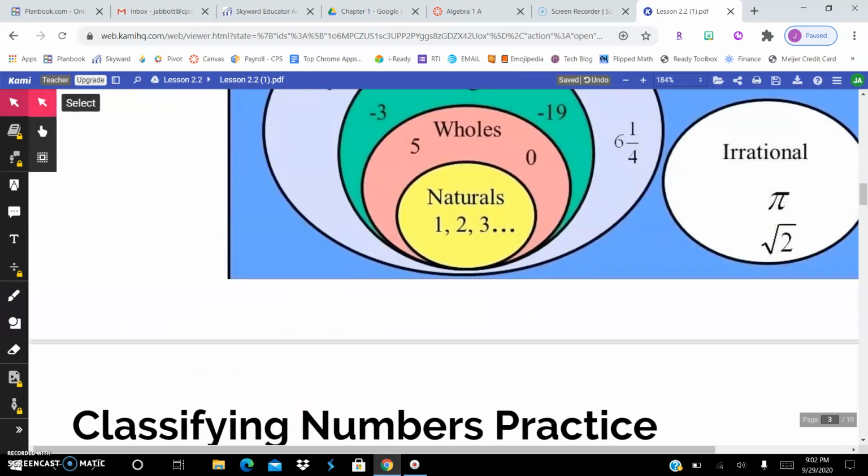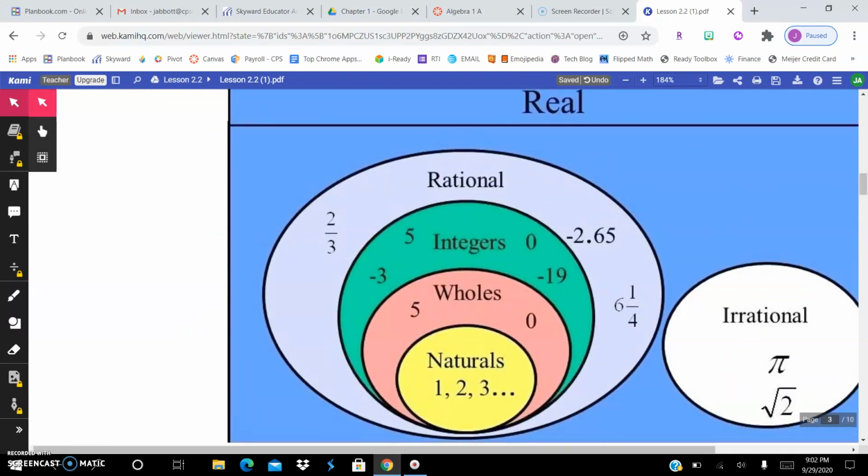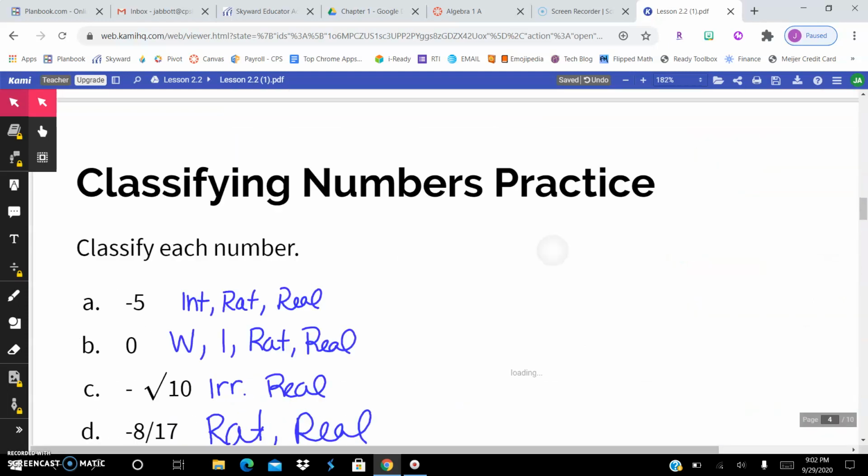Negative 12. First time we see negative numbers would be in integers. Integers are inside of rational, rational is inside of real. So integer, rational, real.